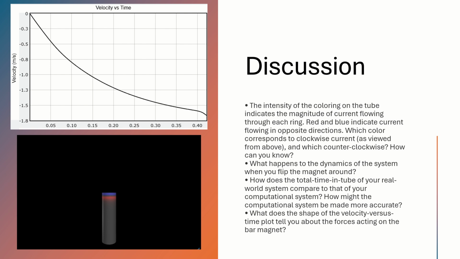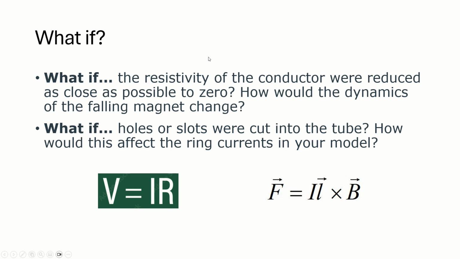The total time of the real to the computational, the real is about double the computational. This is most likely because of human error plus not accounting for drag forces in the computational model. The shape of the velocity versus time graph just tells us that there's an acceleration due to gravity despite the presence of the magnetic force.